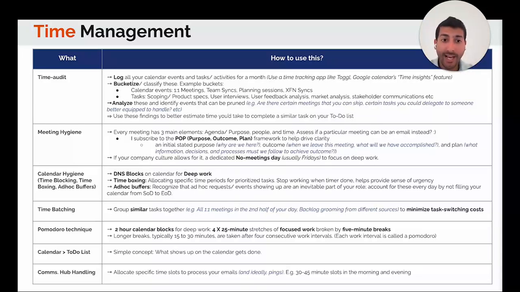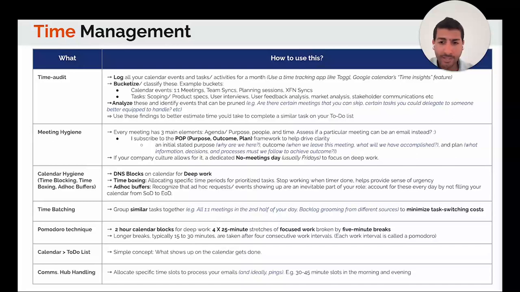All right, so next up we have calendar hygiene, right? So there's techniques like time blocking, time boxing, and ad hoc buffers. And they're pretty straightforward, but the idea is to be able to block time on your calendar. DNS stands for do not schedule, for deep work. And then you also want to be time boxing for specific tasks on your calendar. And the way you do this is being able to estimate how much time you would take for a particular task. And that's where the time audit process comes into play. And you would stop when the timer is done. And that helps provide a certain sense of urgency to the task at hand.